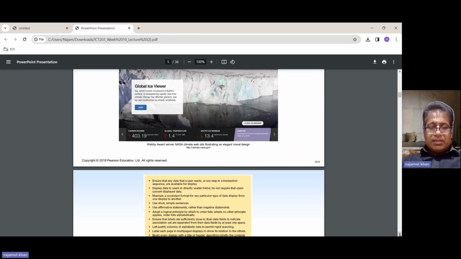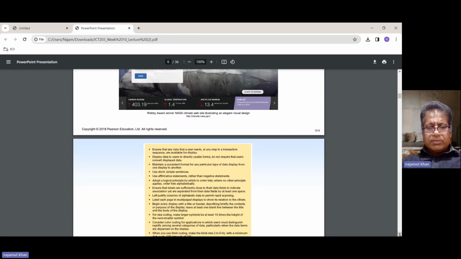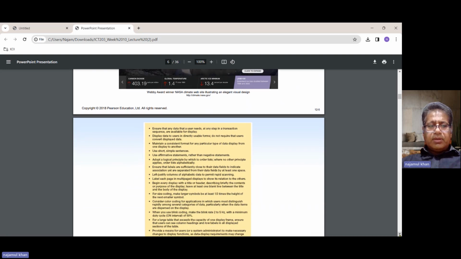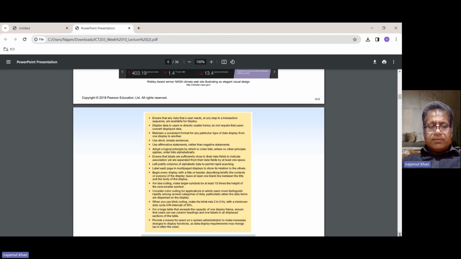Some information here, guys. This is quite a small font, but anyway. So, some important information. I won't read all the bullet points here. There are quite a few, but for example, one of them I am trying to read here is that for size coding, make larger symbols to be at least 1.5 times the height of the next smaller symbol. So these are some of how symbols should be there, about maintaining consistency on your web page. So use short, simple sentences is also one of the important characteristics. So there are quite a few.